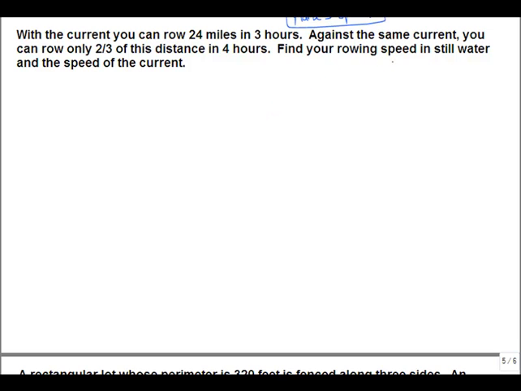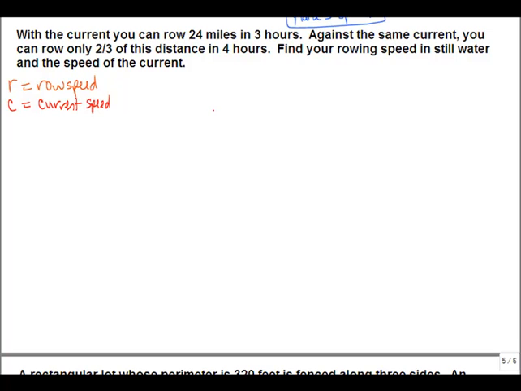We want to find the rowing speed in still water, so that's how fast we would row if there was no current at all, and let's call that R. So R is our rowing speed, and if we let C be the speed of our current, then we want to realize that we're being told things like speeds, which are rates, miles, which are distances, and hours, which are times. So this is a distance, rate, time kind of problem.